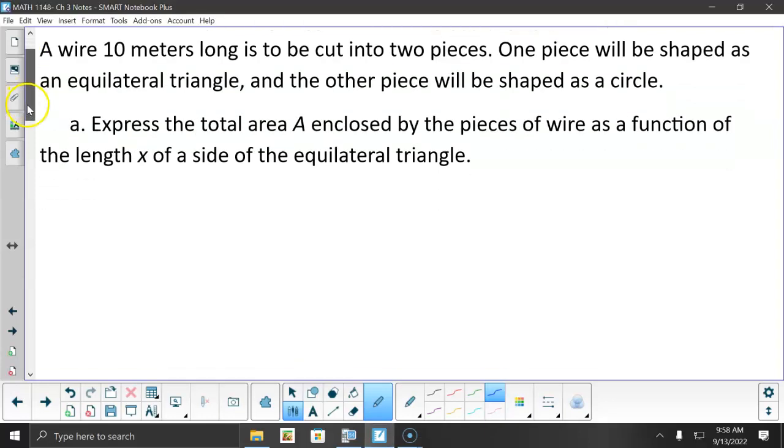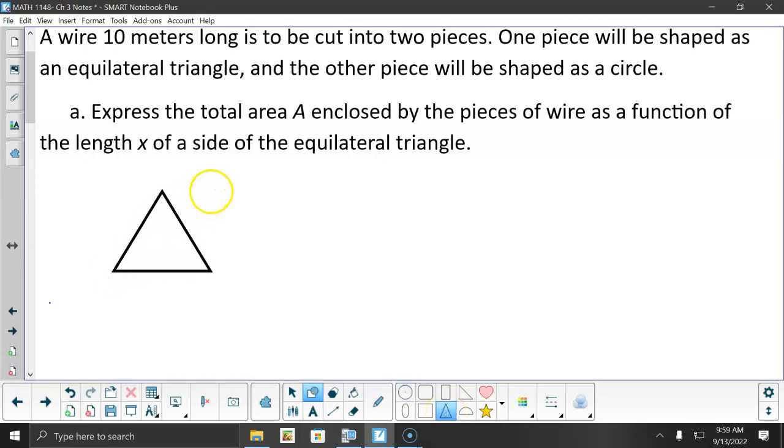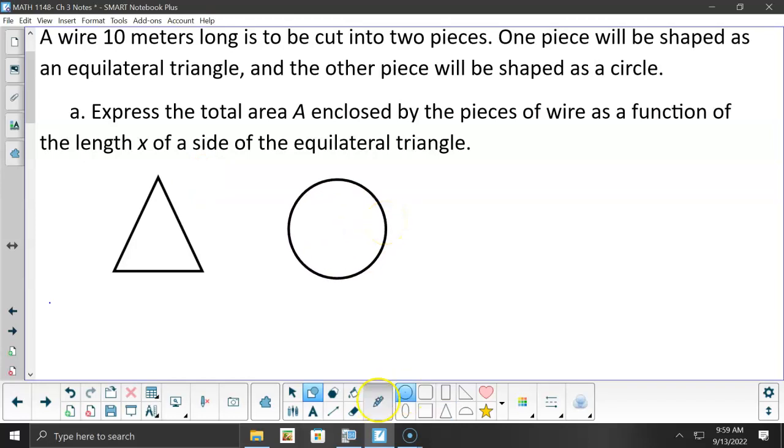All right. I've got 10 meters of wire, and I'm cutting it into two pieces. First one is an equilateral triangle, and I forgot I have the shape button, but you guys don't. So equilateral triangle, kind of like that. And the second one is a circle. Now, if it's an equilateral triangle, what do I know about all the sides? They are equal. I mean, it's got equal in the name. So let's make this x and x and x.